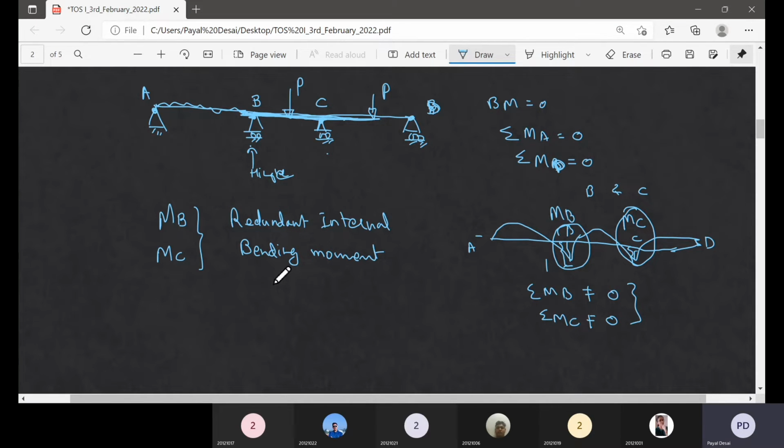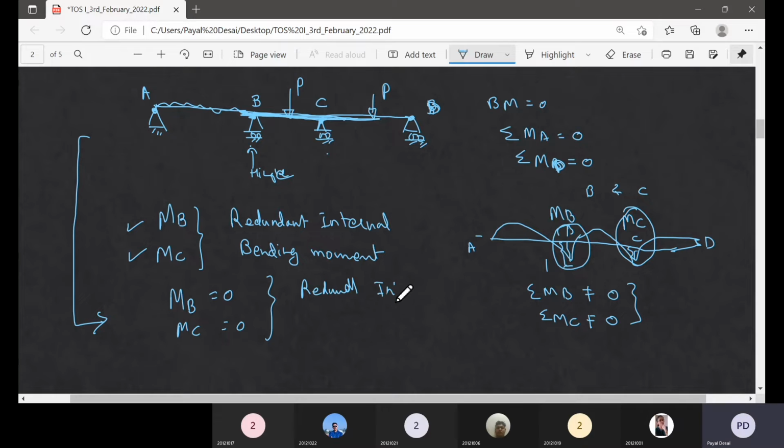A quantity which is non-zero, we can choose as redundant. But how to solve this example? The first thing is I want to make the structure statically determinate by removing these redundant internal moments. What is the meaning? If a quantity is non-zero, I can make it zero. So the next step will be to make MB and MC zero, which are my redundant internal moments, and in the process I can make the structure a released, or statically determinate, structure.